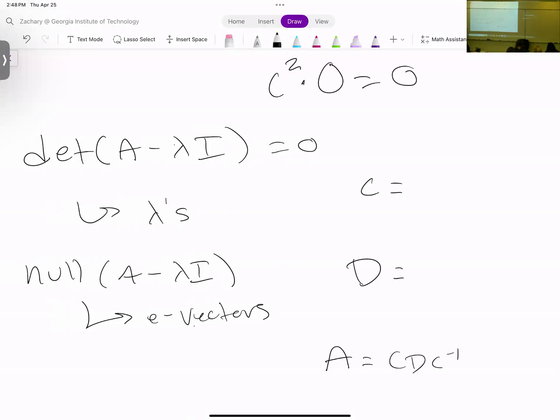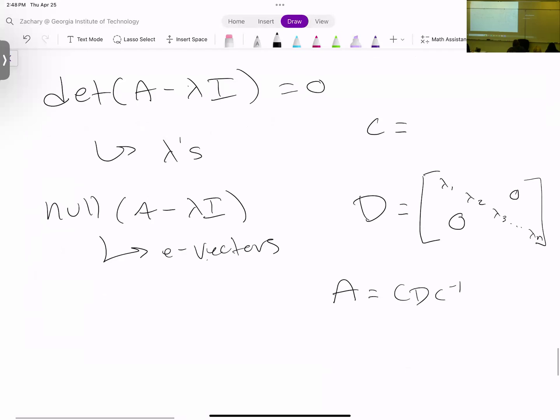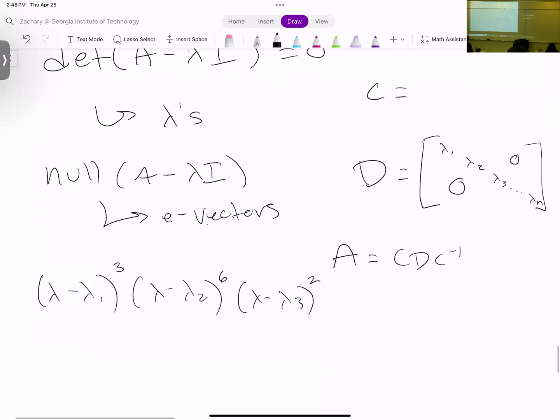Okay. Matrix D is always the first thing you do. It is a diagonal matrix where you put all of your lambdas on the diagonal. You'll always have lambda to the n. Okay. So solving the determinant of A minus lambda I, you'll always get lambda minus lambda 1, I'll call this a cubed. Lambda minus lambda 2, maybe this one's 6. And then lambda minus lambda 3, maybe this one's just squared. Okay. Looking at this here.